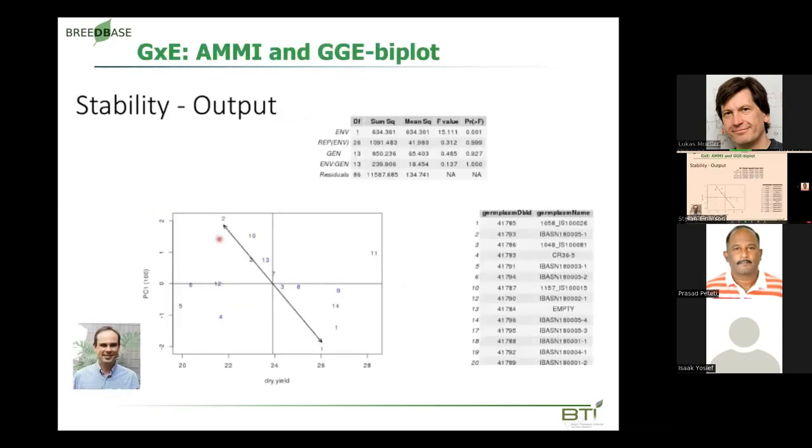If you want to do G by E, if you have an experiment that runs across locations, you can also do stability analysis. This was developed by Chris Simoes. There is an implementation of AMMI and GGE biplot. So this stability analysis tool would generate for you the G by E ANOVA table, and then you will get the clones ranked for their stability across the locations, and you would also be able to view the same output in a biplot if you want.